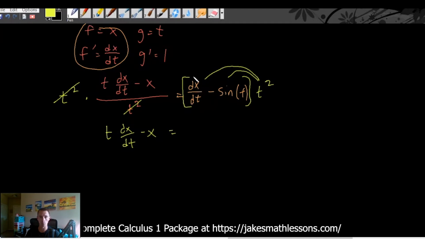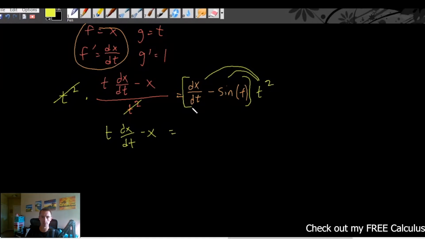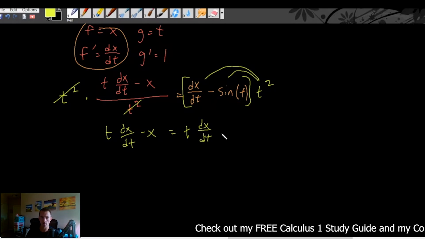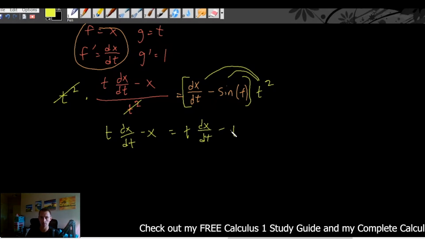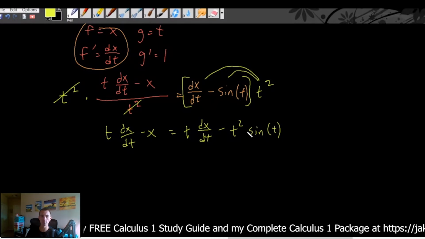Get rid of all your parentheses, distribute those out, get rid of your fractions, multiply the denominator over to the other side. Just get everything expanded out as much as possible, because that is going to put us in a situation where we can add or subtract the dx dt terms over to one side of the equation and the non-dx dt terms to the other side. So t squared times dx dt is going to be t squared dx dt, and then minus t squared times sine of t. Okay, so now this is fully expanded out.